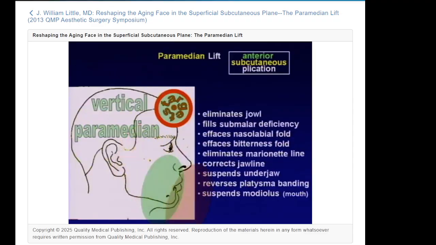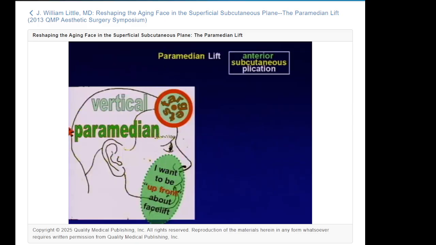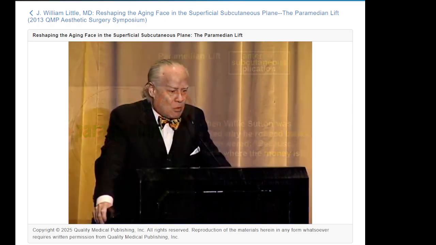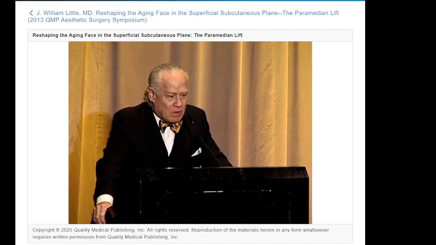None of them are in the preauricular zone, in which I do very little, essentially nothing to the face. It's not of any importance to me. Paramedian, I want to be up front. When Willie Sutton was asked why he robbed banks, he said, because that's where the money is. Well, when I'm asked why I work up front in the face, my answer is, predictably, because that's where the aging is.